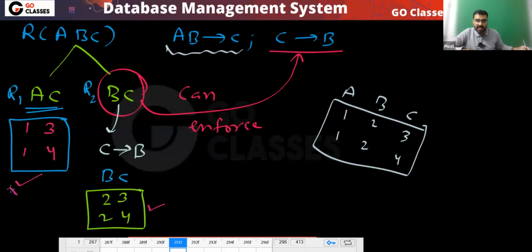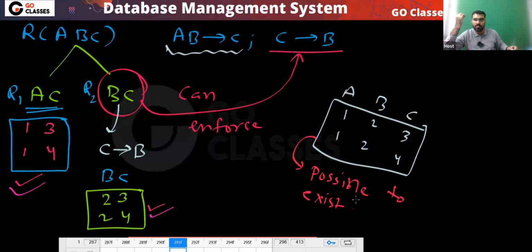If this data is coming here, can you notice this data has come? It is possible to exist. Did you notice this? Very nice point, very simple point. What I'm saying is that now you can notice this data has occurred.